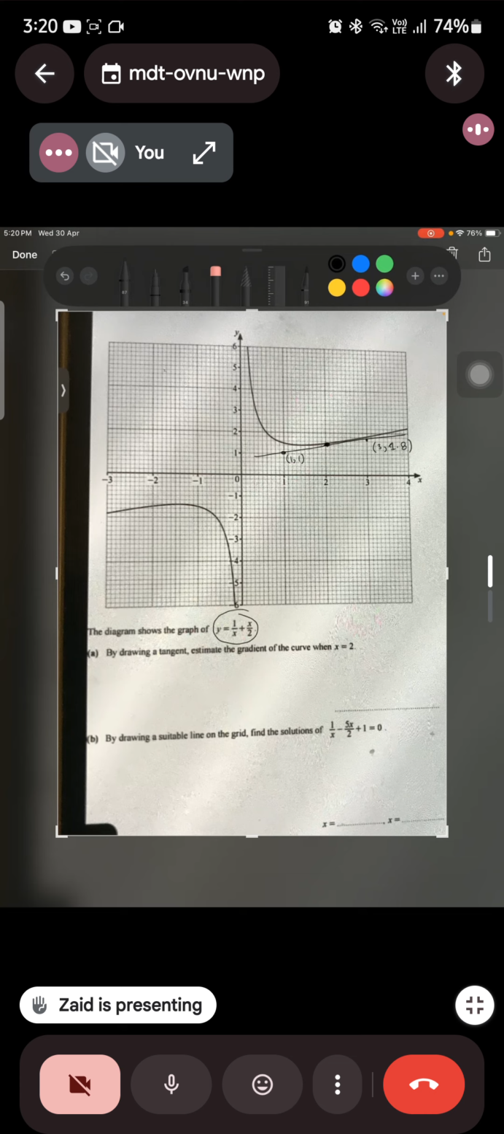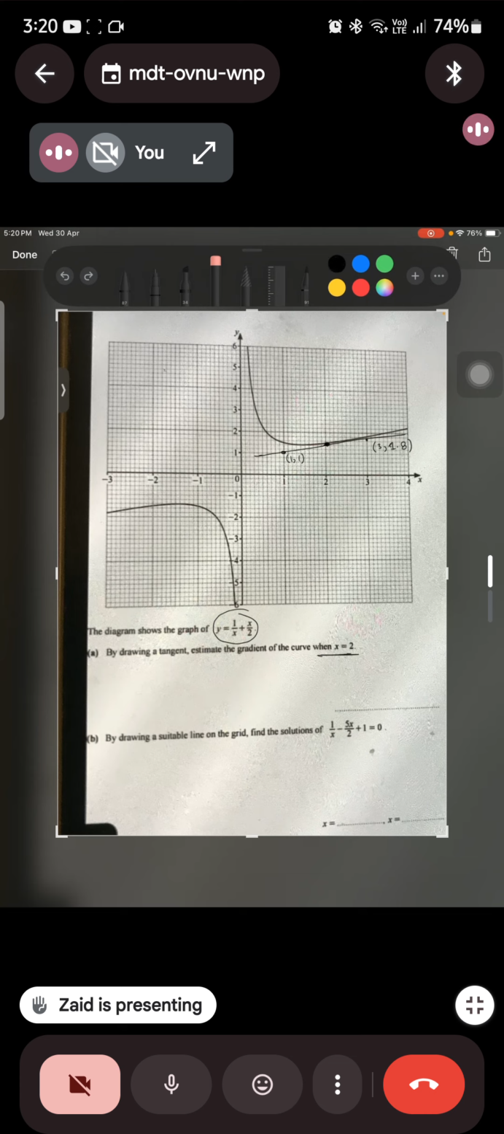This is a reciprocal function. So you're just going to draw the tangent for the curve. By drawing a tangent, you find the gradient of the curve when x equals to 2. So for this one, that's it. If you proceed further, it shouldn't cut the curve, otherwise there's no use of that. Okay. So you can figure out the gradient like this.